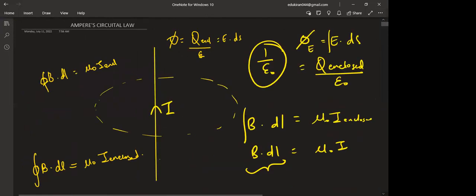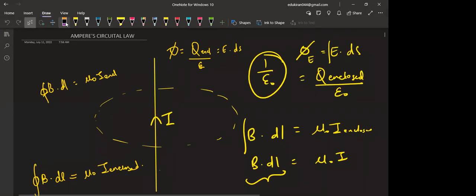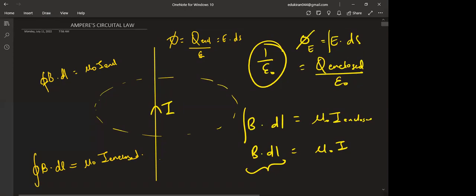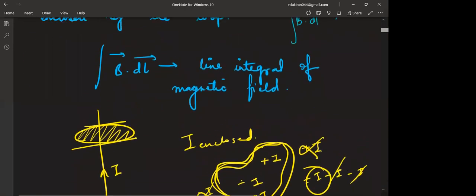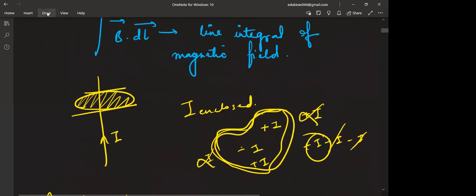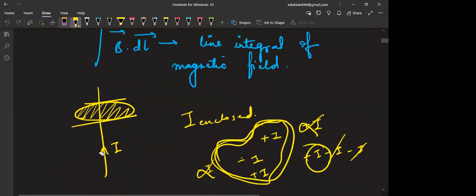See, what does Ampere's circuital law say? Under Ampere's circuital law, we have the line integration. I'll show you the law. See, suppose this is the line integral of the magnetic field.